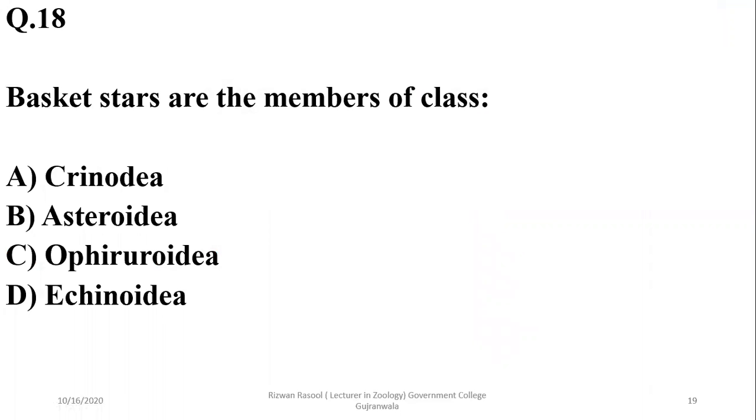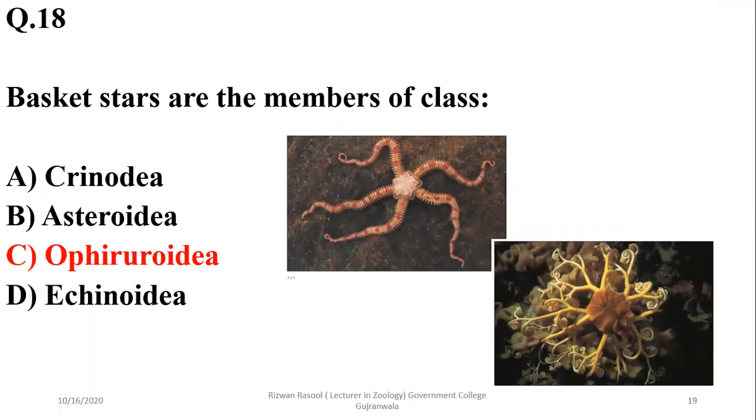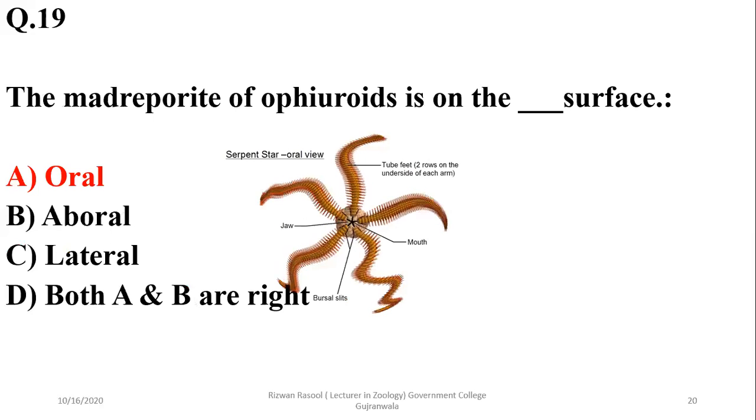Basket stars are members of class Ophiuroidea. It includes brittle stars as well as basket stars, so the right option is Charlie. The madreporite of Ophiuroids, brittle stars or basket stars, is on the oral surface. Generally, echinoderms have a madreporite opening at the arboreal surface, but Ophiuroids are the members which have an inverted position, and their madreporite is found on the oral surface actually. The other members of echinoderms have the madreporite on the arboreal end.